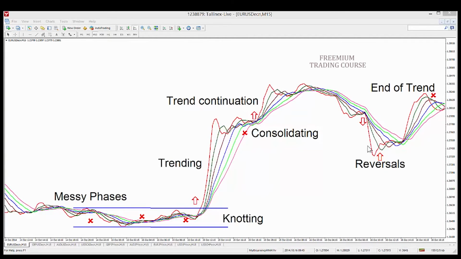Very often a trend can also reverse quite sharply, and here we see an example of the multiple moving averages giving us a strong reversal signal. And most importantly, we want to know when the trend ends, and here we have a clear end of trend signal.